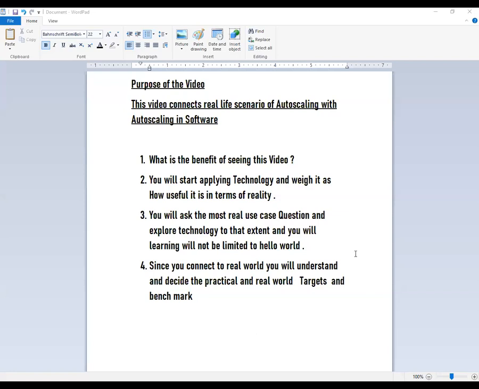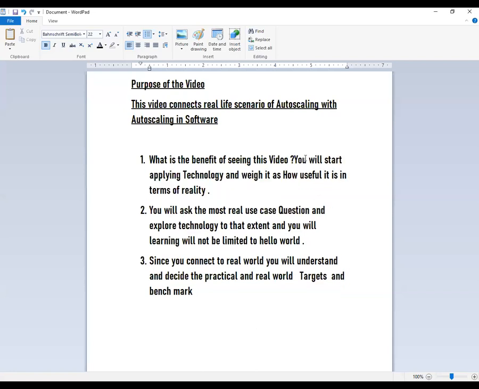This video connects a real-life scenario of auto-scaling with auto-scaling in software. You will learn what is the benefit of seeing this. The benefit of seeing this video is that you will start applying technology and weigh how useful it is in terms of reality. Ask the most real use case questions and explore technology.